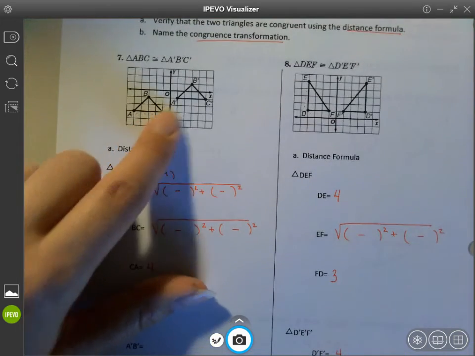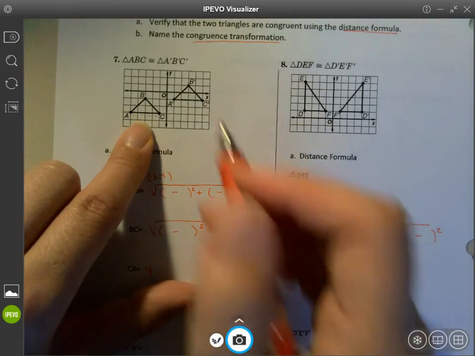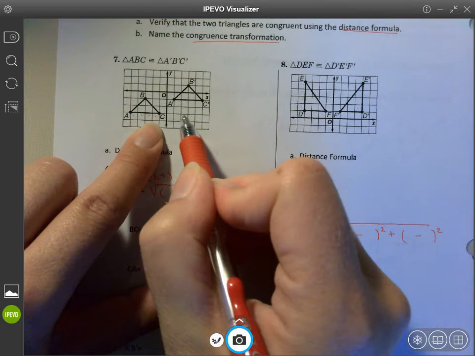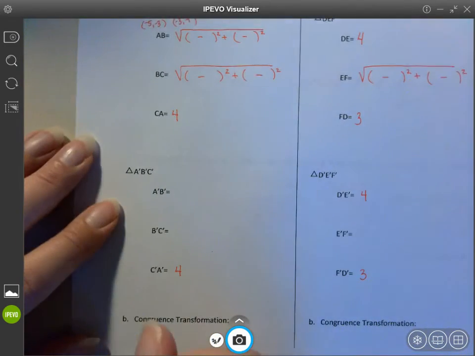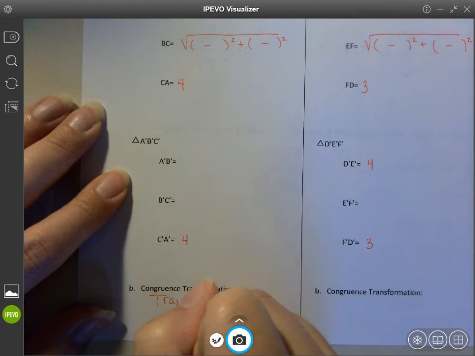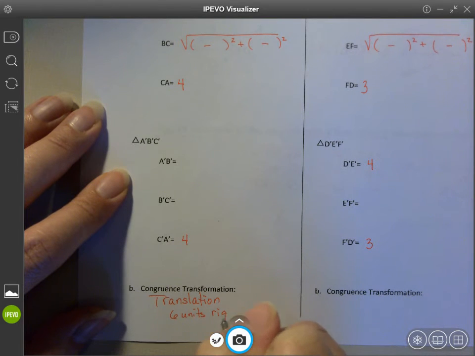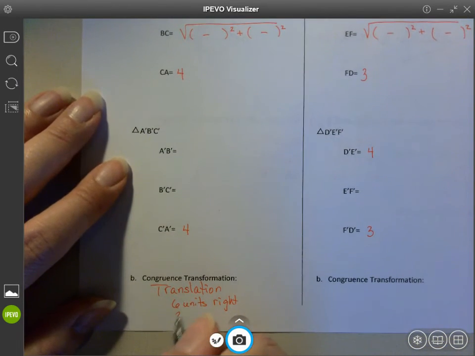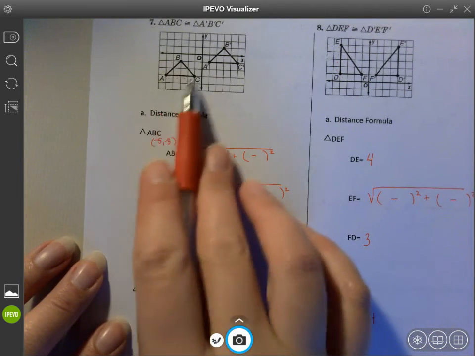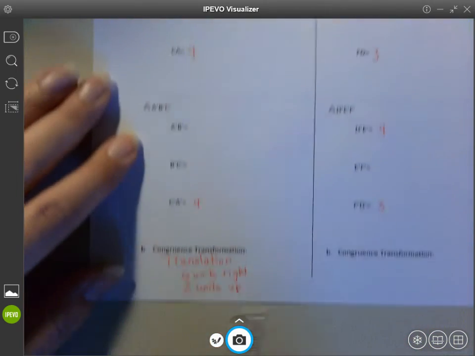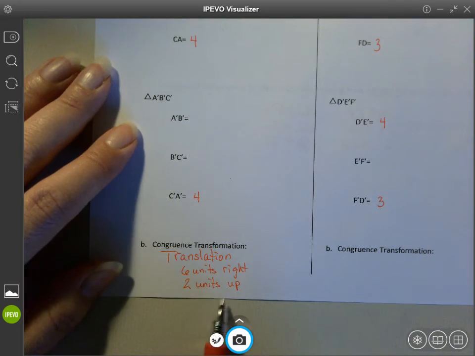Guys, this was a translation. Didn't it slide? Look, C went over 1, 2, 3, 4, 5, 6 units to the right and 2 units up. So it's a translation. It was 6 units right and 2 units up. If you think about that, guys, it went from this original to the primes. So translation 6 units right, 2 units up.